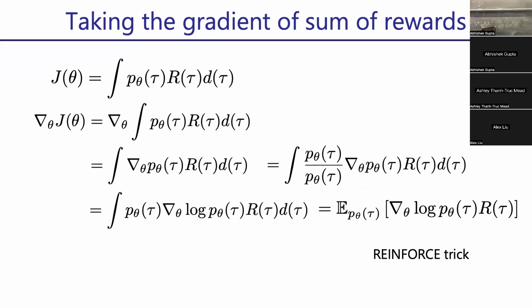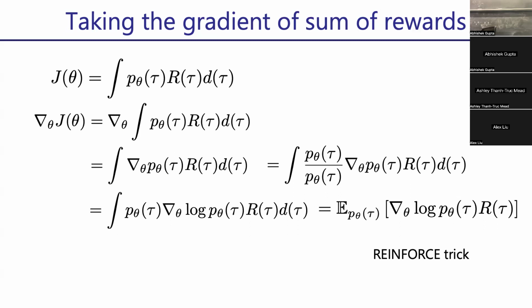The REINFORCE trick is to say, take the gradient inside, multiply and divide, use the chain rule, and this allows you to write the gradient in terms of something you can take the expectation of. And the trick with expectations is that if you have an expectation of something, you can just compute it through an average of a bunch of samples. So you can say, let me sample a tau, let me compute this gradient, and let me average it across many taus. We'll talk about this more in detail on Monday. But that's the base of policy gradient.